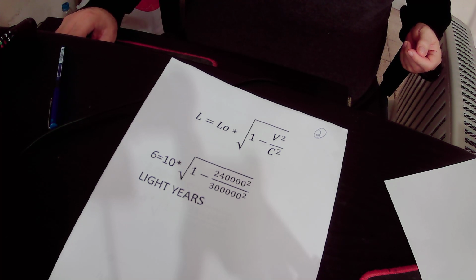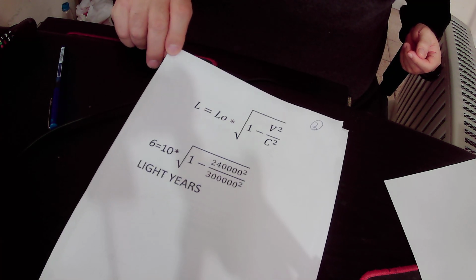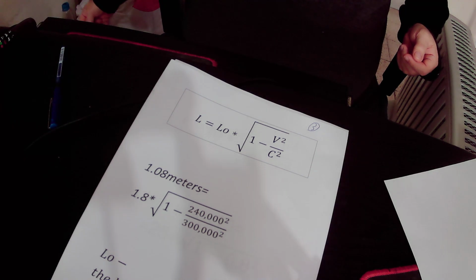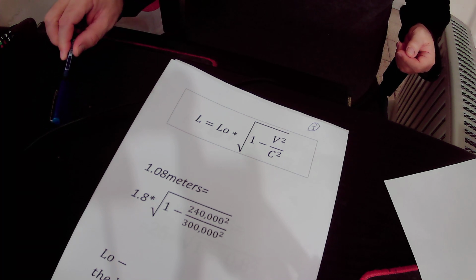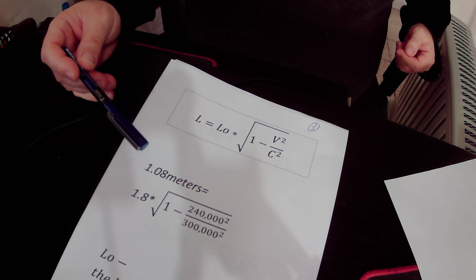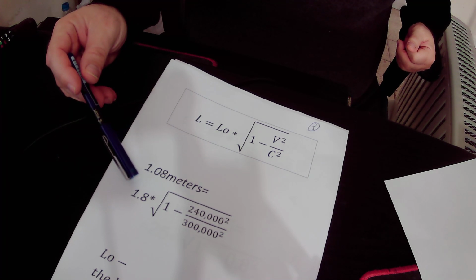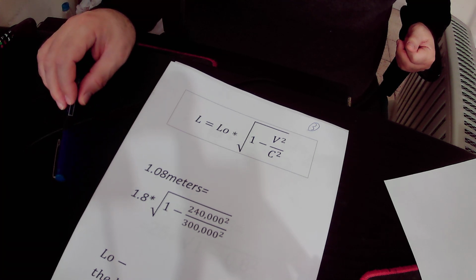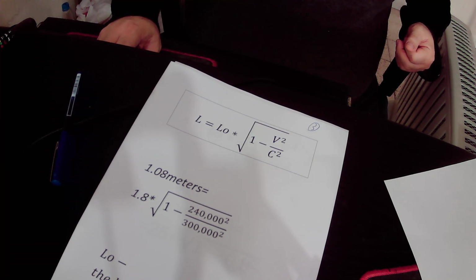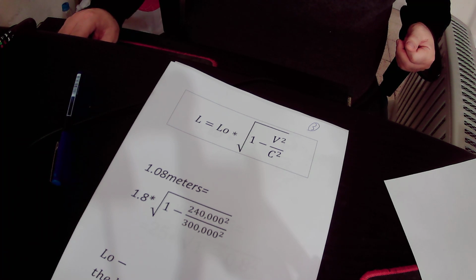But in addition to that, the height of the man in the spaceship also shrinks. If on Earth his height L naught equals 1.8 meters, then from the point of view of the twin brother who remains on Earth, the height of the twin brother in the spaceship shrinks to only 1.08 meters.